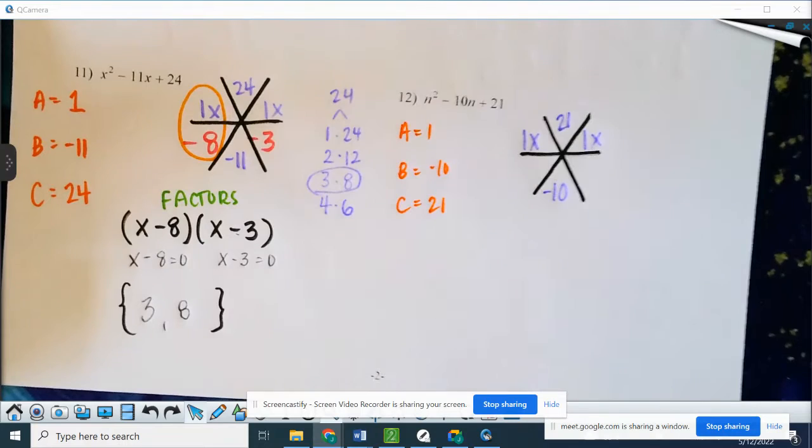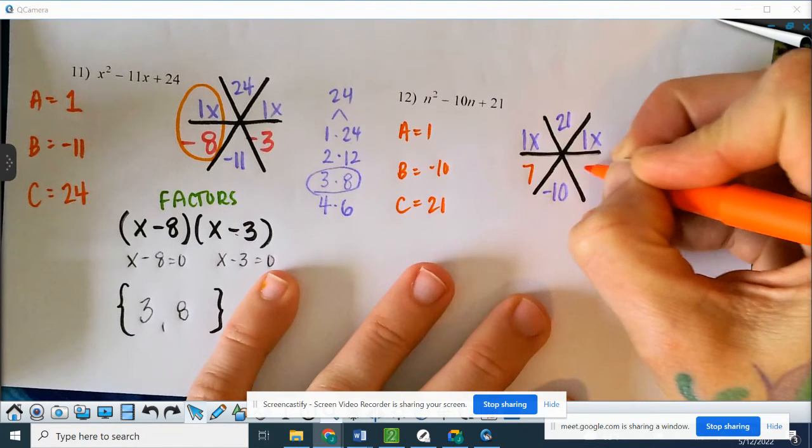So what did I multiply to get 21 that will add or subtract to get 10? I'm going to give it a minute to see if any of you can tell me. What did I multiply together that might give me 21 that will add or subtract to give me 10? Really, really good. So it is definitely 7 and 3. And then it is definitely a negative and a negative.